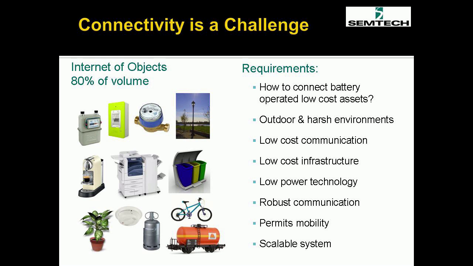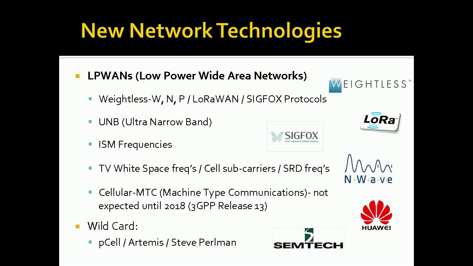You need to be able to move these devices around in some cases, so the system needs to be able to support that kind of movement. It can't be just in one place all the time in some cases. And it needs to be highly scalable, because we're talking about 50 billion devices. You'll have a need for anywhere from 50,000 to a million devices to be supported by one cell site, and it's possible with some of these technologies. Now, for the low power WANs, there are several different technologies and frequencies that you can use. So it's a horse race right now. It's a wild west in the low power WAN world.